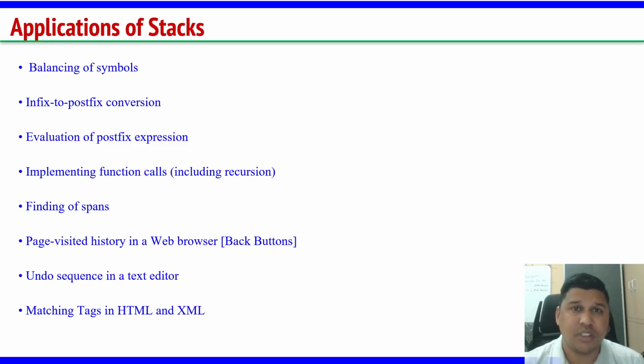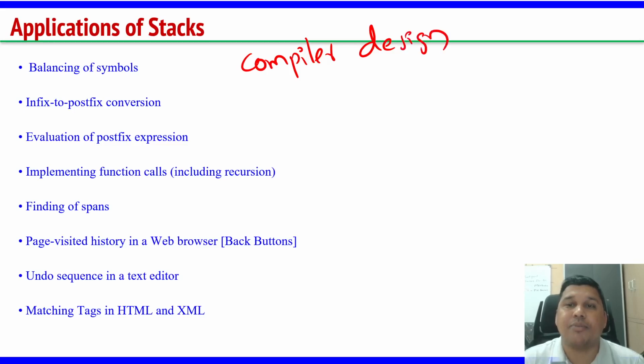Okay. What are the basic applications of stacks? Where do we use it? What are the general applications? The most important, it is used in compiler design. So, whatever you are using, C compiler, C++ compiler, that compiler internally uses stack data structure for so many things. Why? One is balancing of symbols.